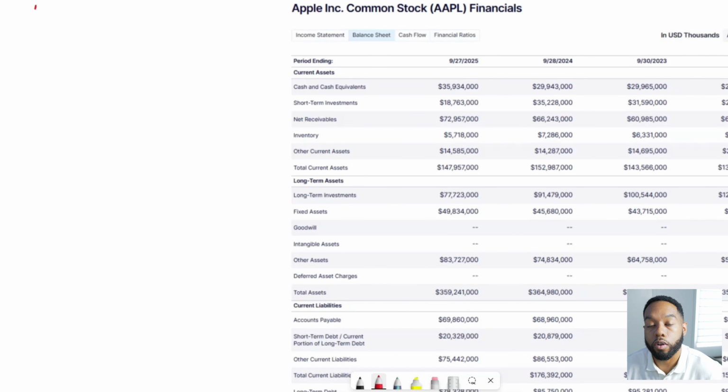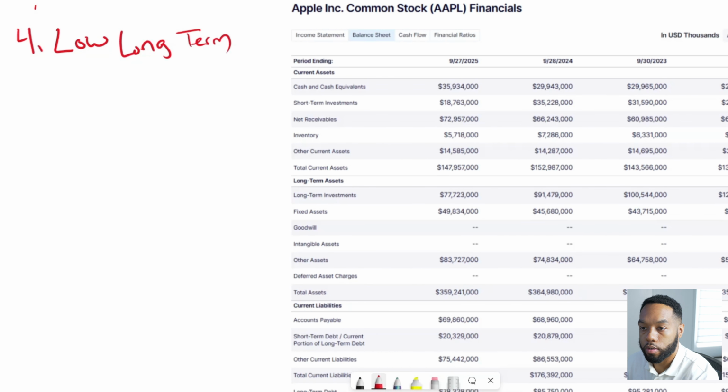Now we're going to shift over for our fourth metric to our balance sheet. Our fourth metric is going to be low long-term debt. But this is very subjective. How do we determine low long-term debt? Well, let's first take a quick review of our balance sheet here. So our balance sheet is always made up of our total assets, our total liabilities, and that gives us the equity, the ownership that the shareholders have.